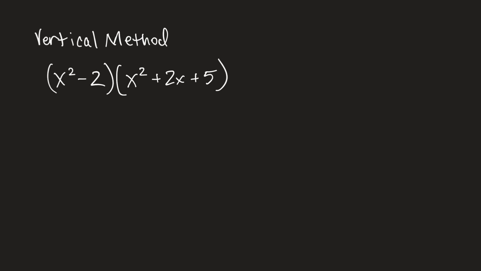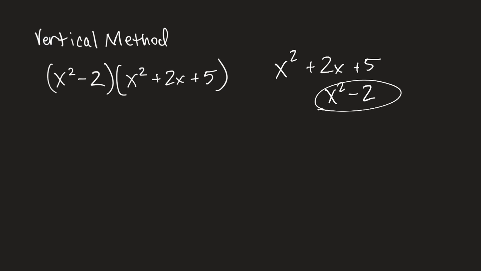So now we have a binomial, second degree, x squared minus 2. And then I have a trinomial, also second degree. And we're going to use a vertical method. So I'm going to line it up vertically like we would do multiplication with multi-digit numbers. And I want to talk about this. I can't just do x squared minus 2, because this polynomial is missing something.